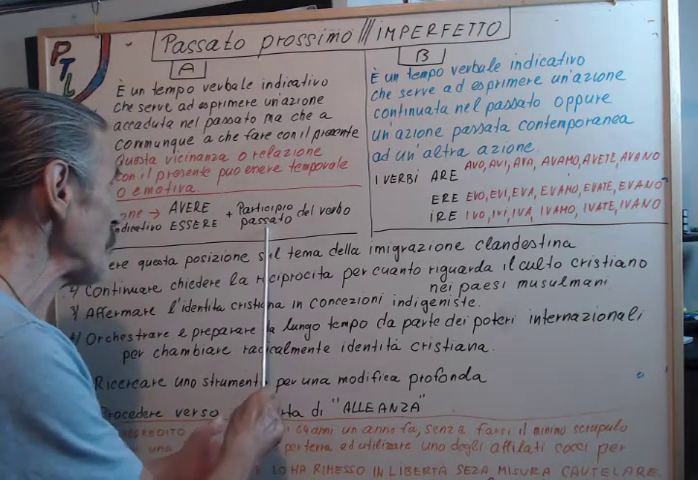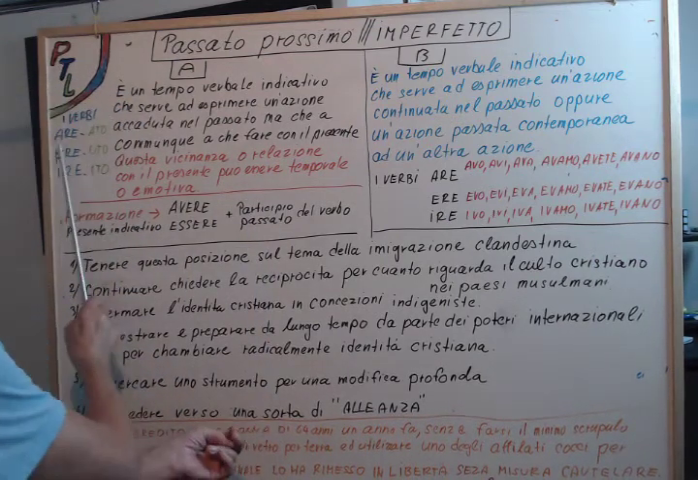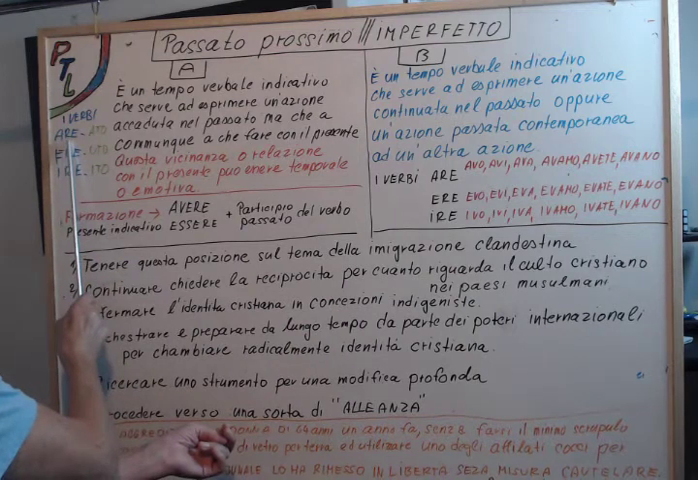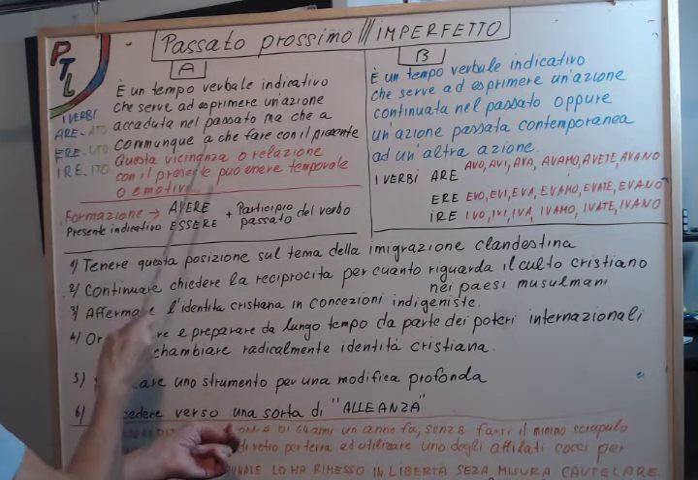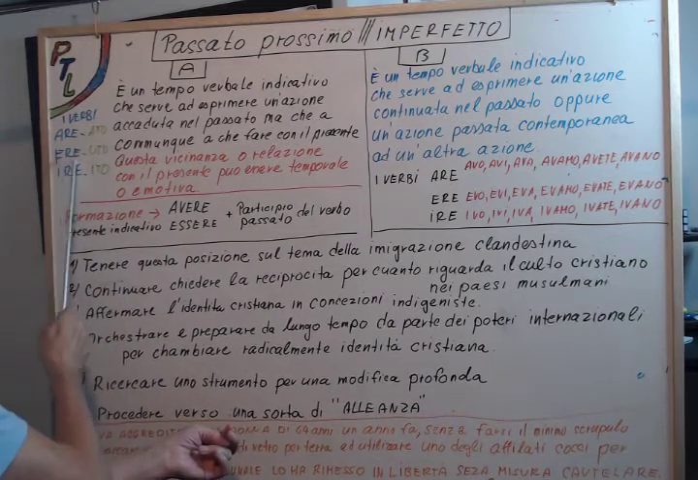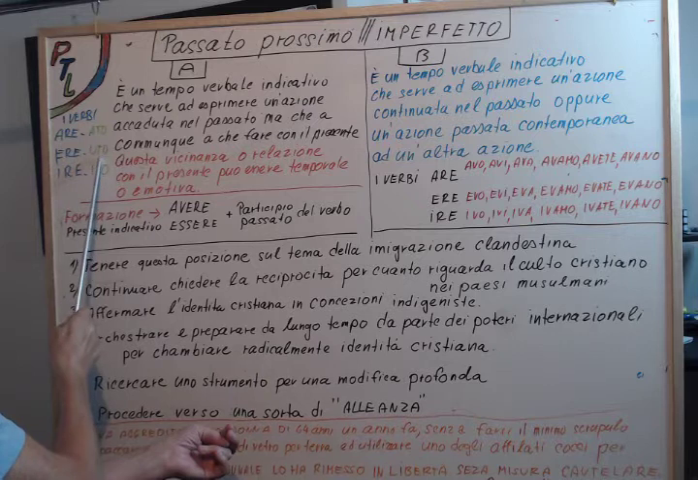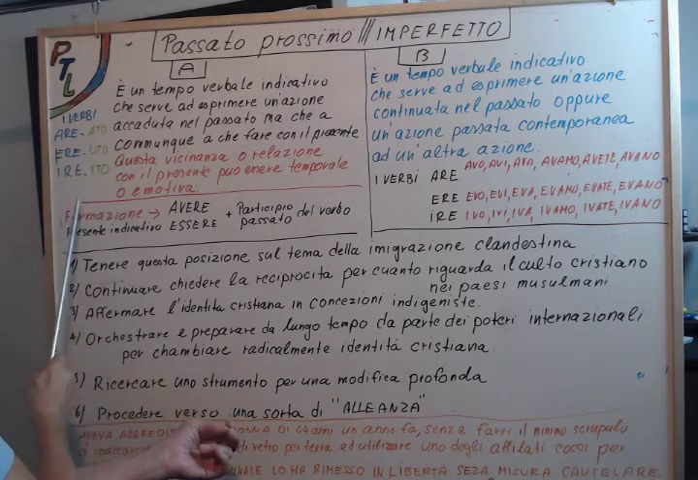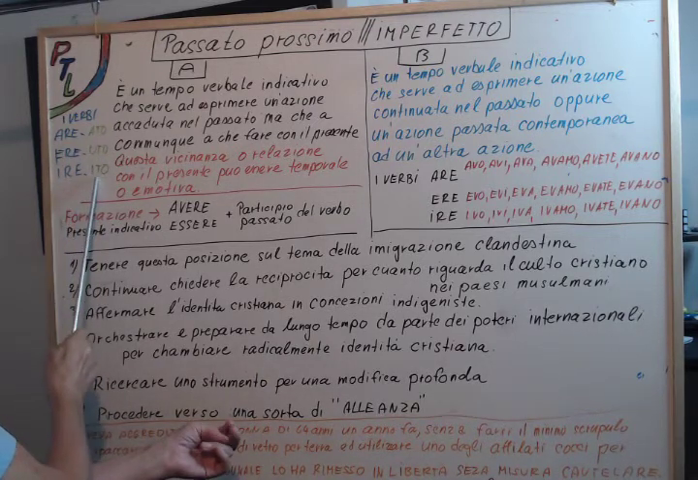Okay? For the participio passato, we take a verb ending in are, for example parlare. We remove are and add ato: parlato. For ere, such as tenere, we remove ere and add uto: tenuto. For ire, such as dormire, we remove ire and add ito: dormito.